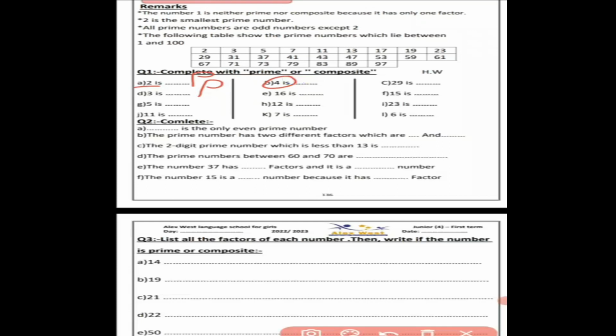Is 4 a prime number or composite number? What are the factors of 4? We have 1 times 4, 2 times 2, so 4 has 3 factors. So 4 is not a prime number, it is a composite number. A composite number has more than 2 factors. Is 16 prime or composite? Factors of 16: 1 times 16, 2 times 8, 4 times 4. So 16 has 5 factors. So 16 is a composite number.